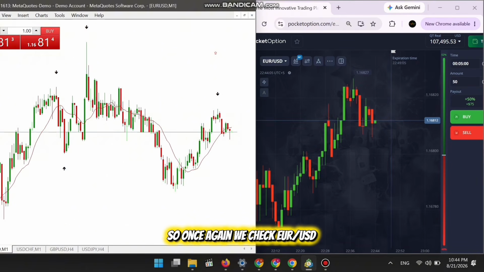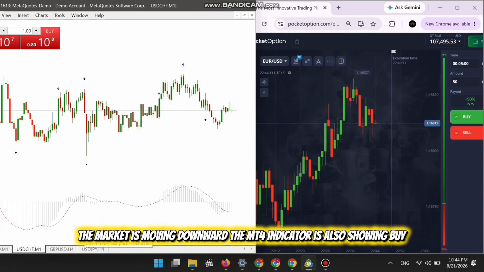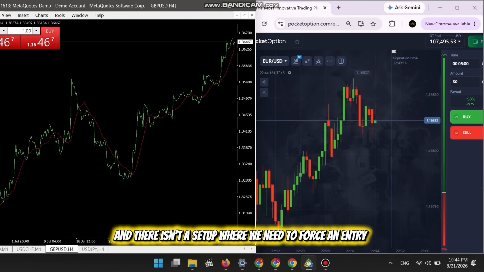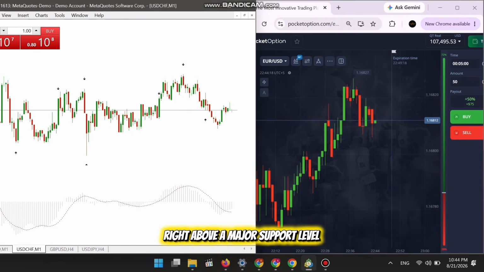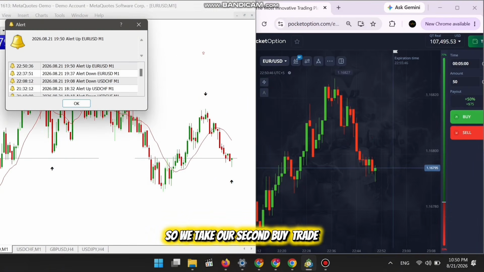So once again we check EUR/USD. The market is moving down, and the MT4 indicator is also showing buy. And there isn't a setup where we need to force an entry, right above a major support level. So we take our second buy trade.